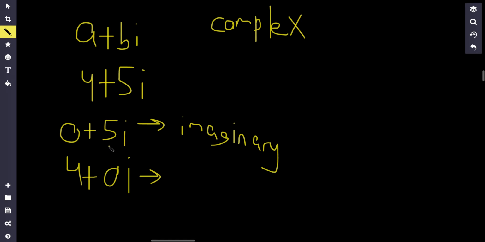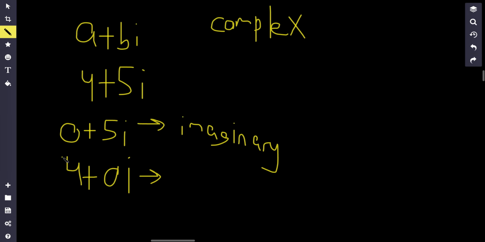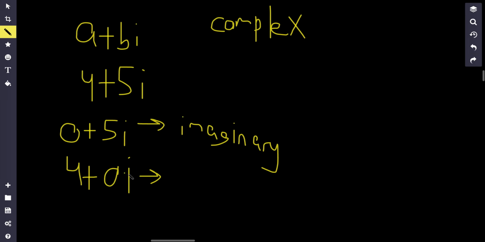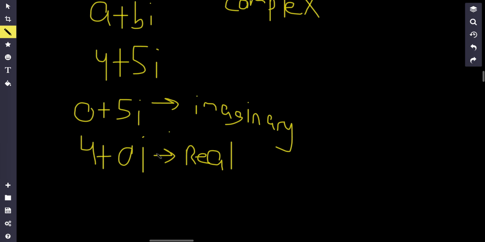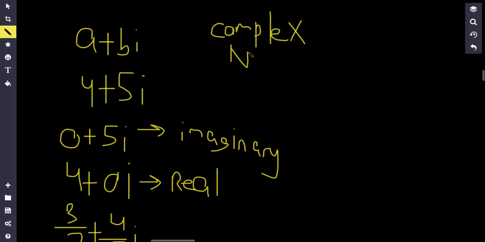Because 0 plus 5i is just 5i by itself, right? But you can rewrite it as 0 plus 5i, therefore kind of converting it into this form, so it's considered a complex number. And so is this 4 plus 0i. This 0i, you can kind of just get rid of it, so it's just 4 by itself, and 4 by itself is a real number. However, you can rewrite it in this form, and it can be considered a complex number, okay? And complex numbers can also have fractions, so 3 over 2 plus 4 over 5i, that's also another complex number.